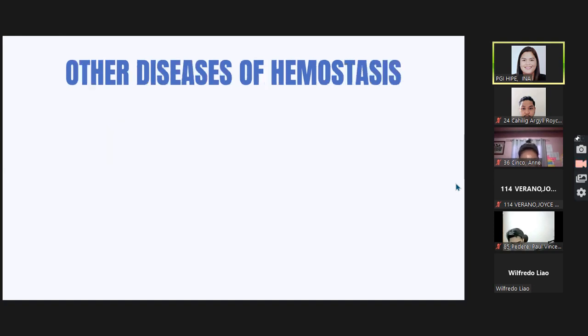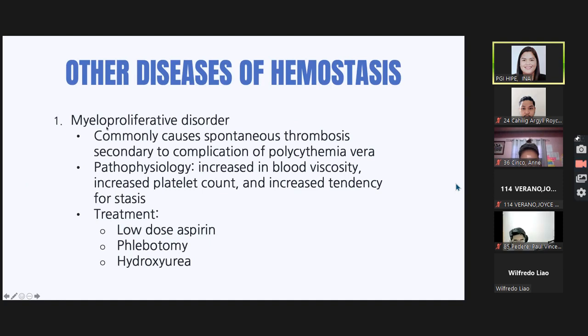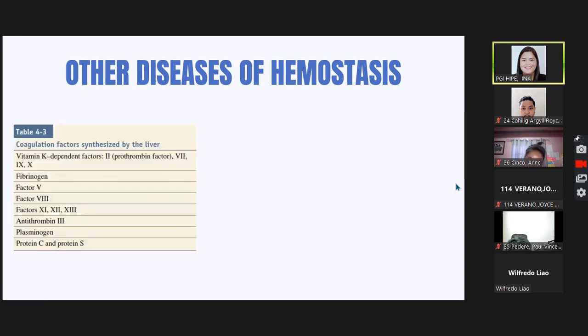So we have other diseases of hemostasis, your myeloproliferative disorder. This commonly causes spontaneous thrombosis secondary to complication of polycythemia vera. The pathophysiology is increased blood viscosity, increased platelet count, and increased tendency for stasis because of this polycythemia vera, wherein your blood components are elevated. So the treatment for this is low-dose aspirin, phlebotomy, and hydroxyurea.